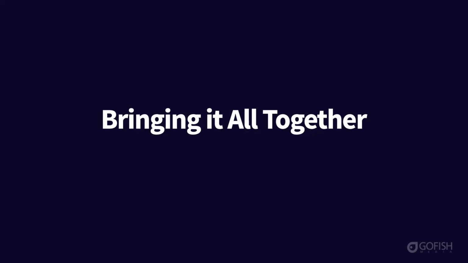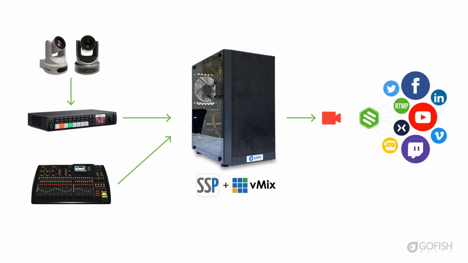So now it's time to bring this all together and visually take a look at what this looks like all set up, with all these pieces together. So you've got your cameras going into a switcher, and the switcher is feeding that signal into your streaming computer. Your audio console is feeding audio to your streaming computer.